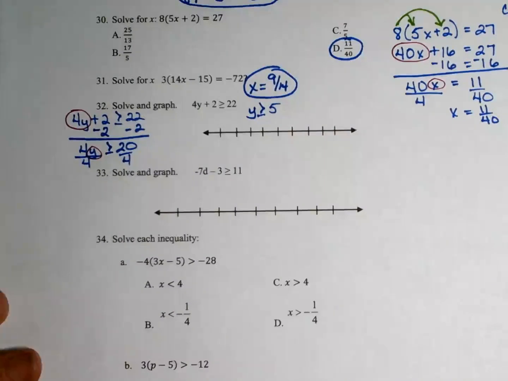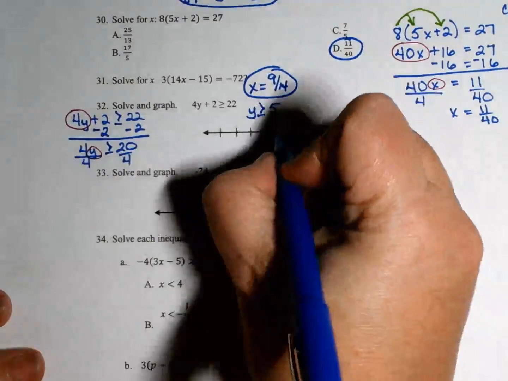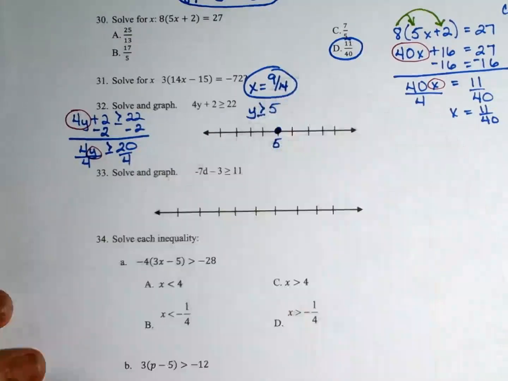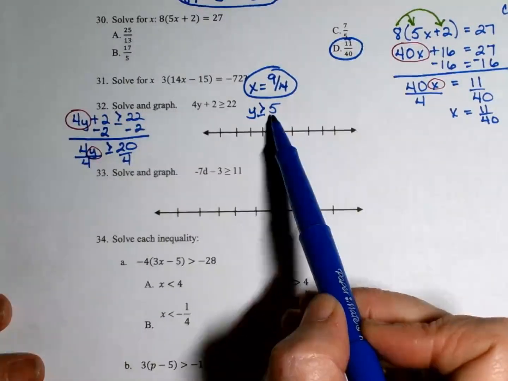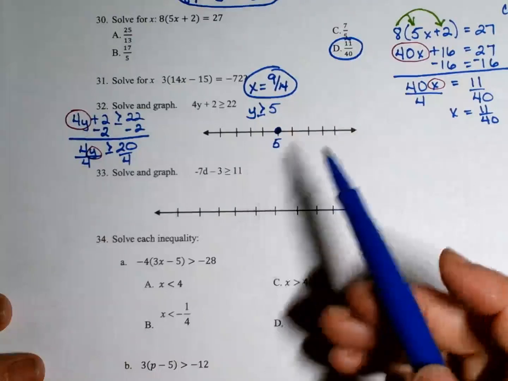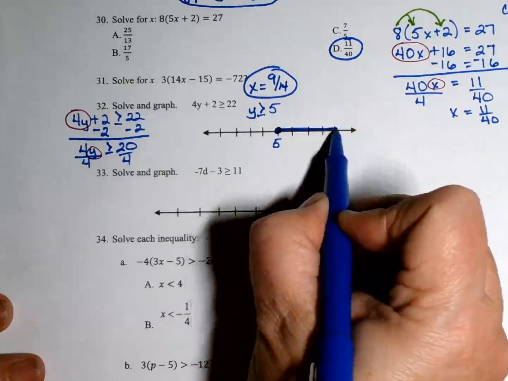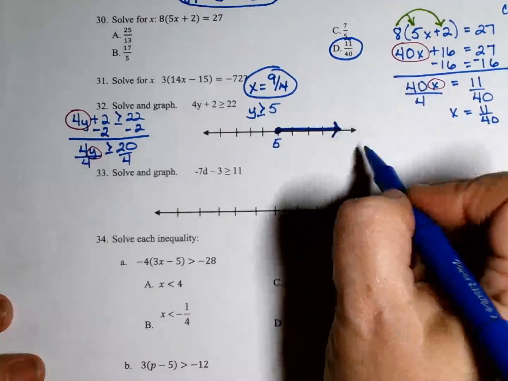Okay? So now I have to graph that inequality. Remember, if it can be equal to, it's going to be a solid dot. So I'm just going to pick a dot, and I'm going to label this one 5. Now, what this means is anything greater than or equal to 5 will make that work. So anything this way on my number line will make that true.